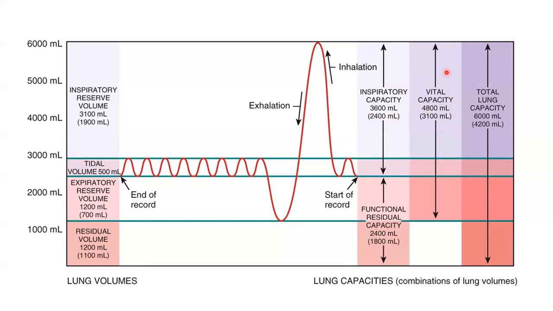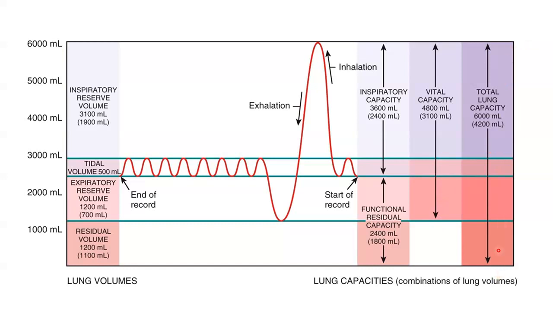We then have vital capacity, and this is all of the air that can be expelled from the lungs after a maximal breath in. So we can calculate that by summing our inspiratory reserve volume, our tidal volume, and our expiratory reserve volume.